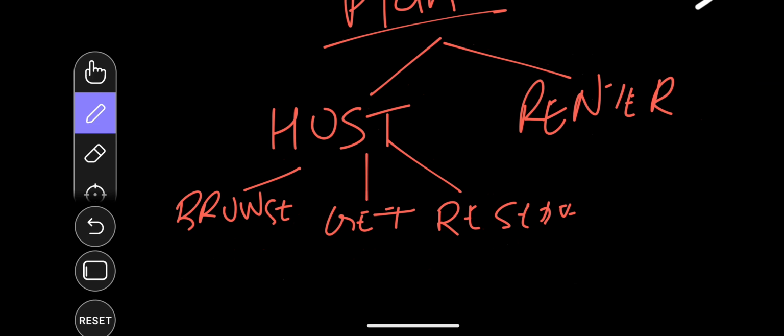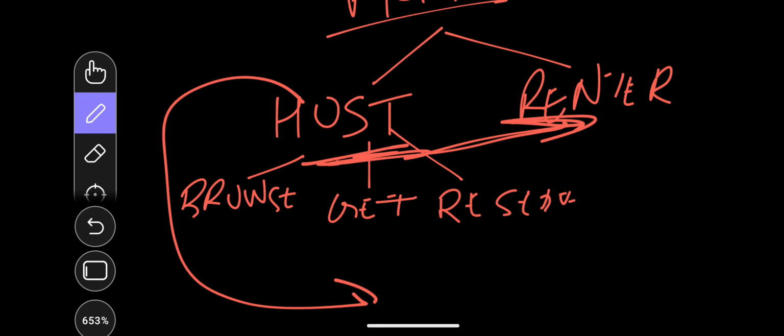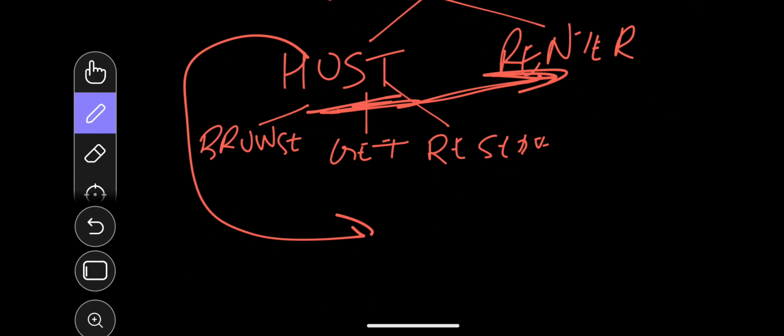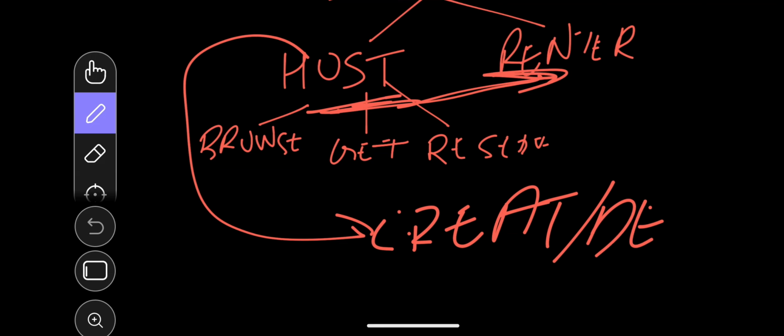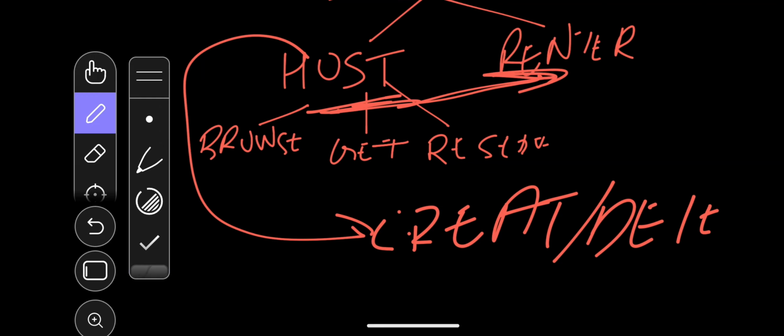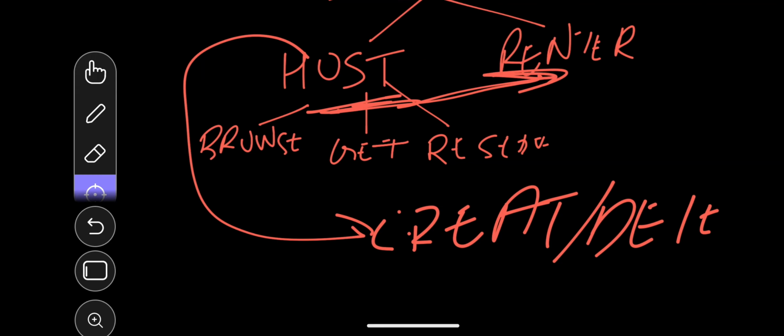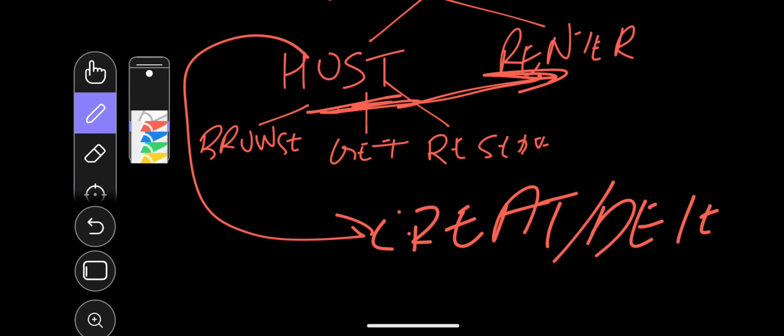This whole part is of the renter. And when it comes to host, as we already talked about, we can only create and delete. Simple as that. So we now know the plan: we are going to first cover the renter, then host, and inside renter we have three: browsing, get, and reserve. Inside host we have create and delete. Cool, so we can move on.